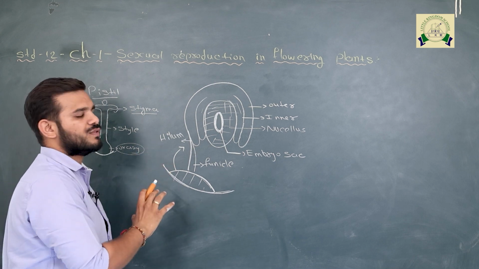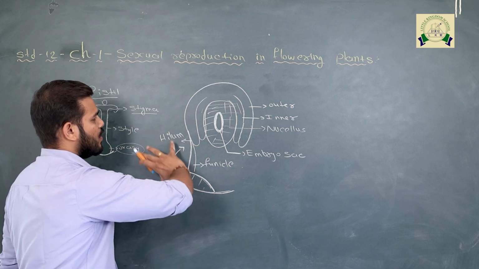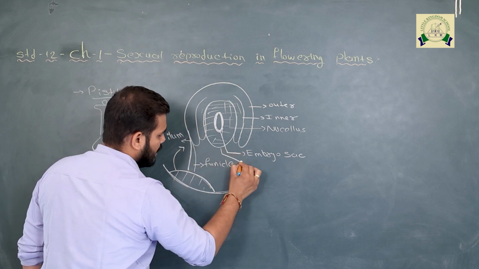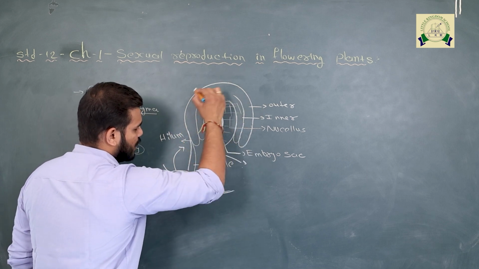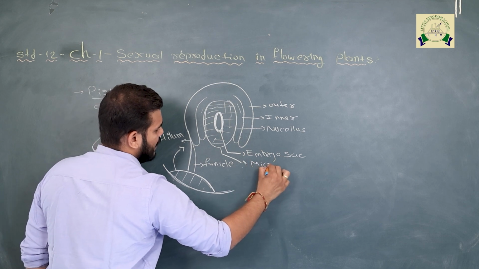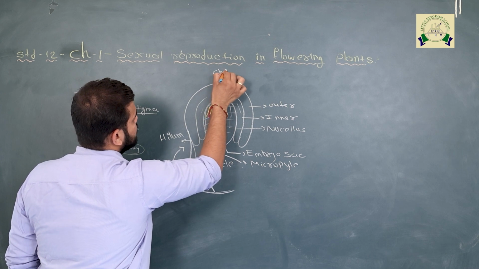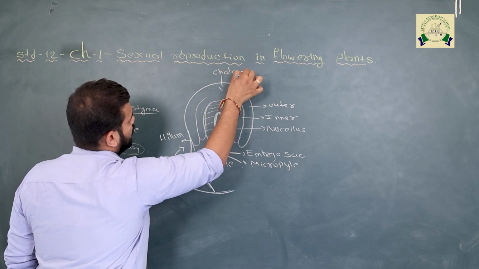So in the last video we discussed the structure of the ovule, and one more thing: the end without the integuments is called the micropylar end, and the end with the integuments is called the chalazal end.